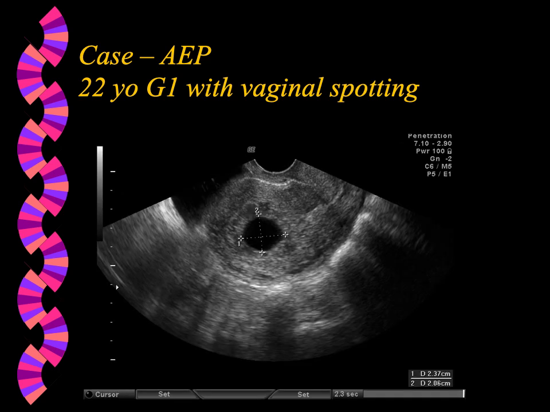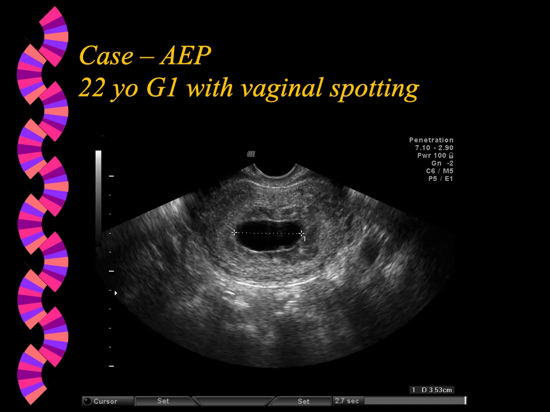What you can see is her mean sac diameter is 2.4. Her measurements are 2.4 by 2.1, then in the coronal plane 3.5. So her mean sac diameter is greater than 2 centimeters, and we don't see any yolk sac and we don't see any fetal pole. So this is most likely an anembryonic pregnancy.